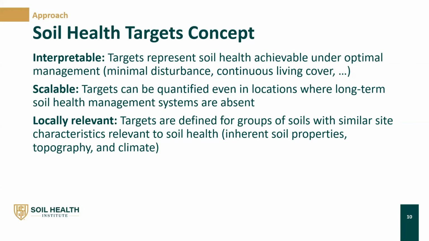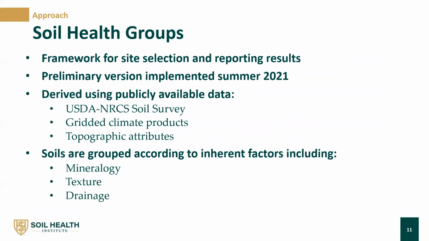With that, I want to talk more explicitly about the idea of soil health groups, the way that we form groups and then can pick targets for each of those groups. So soil health groups will provide a framework both for site selection, but also for reporting. So we make sure we're reporting to a farmer relative to the appropriate target. And a preliminary version of soil health groups and soil health targets has already been implemented by Nate and his team in 2021. So some examples of data that could feed the development of soil health groups are soil survey data, climate products, and topographic attributes.